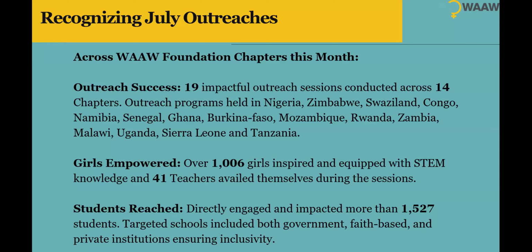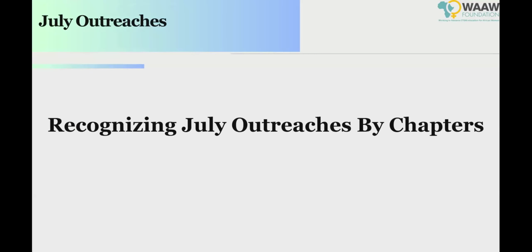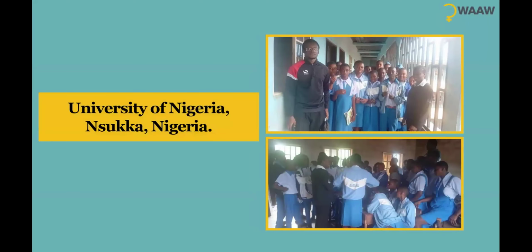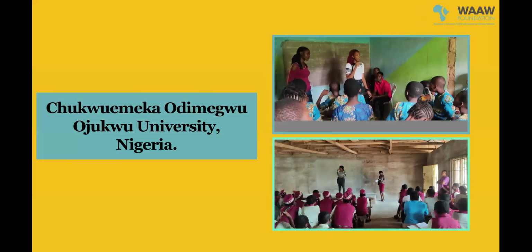So to that, we have the first outreach for the month, University of Nigeria, Nsukka. They carried out their outreaches and it was a nice one. We can see them on the screen. Looking so, they actually enjoyed themselves during this outreach. Okay, the next one would be Chukwuemeka Odimegwu Ojukwu University of Nigeria. A round of applause for them, please.